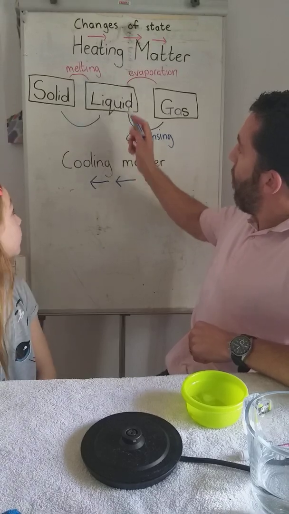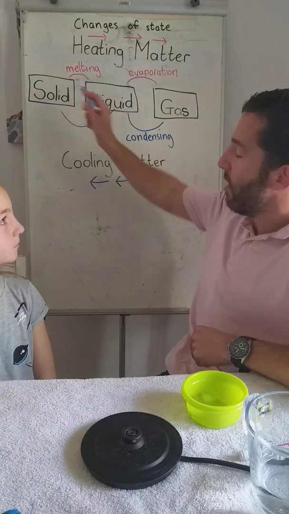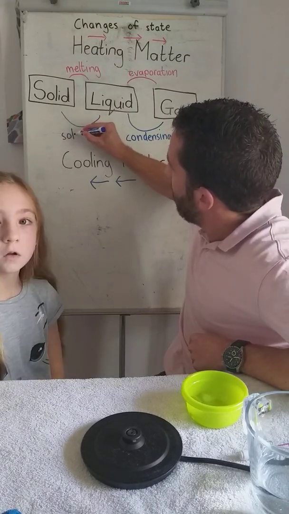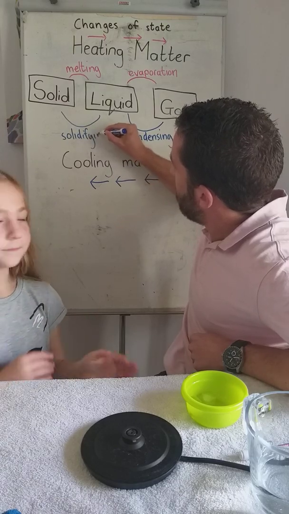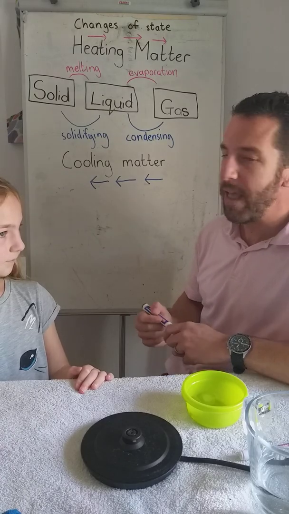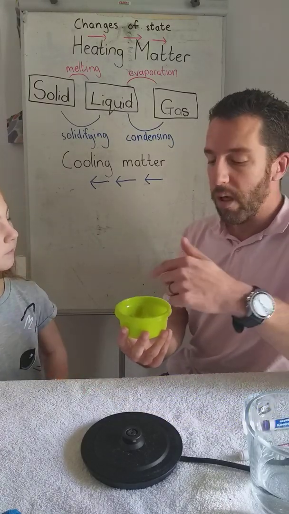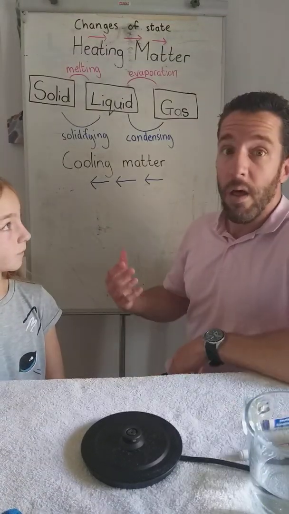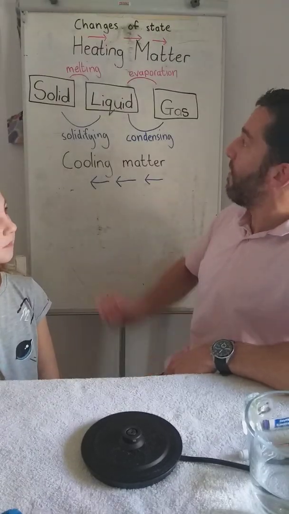So we now call that change of state, going from a liquid to a solid, solidifying. As you can see, by cooling that even more, those will eventually become solid blocks of ice. So there you have it, those are your 4 changes of state.